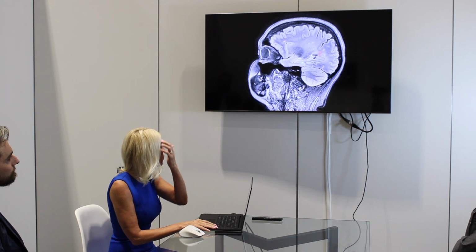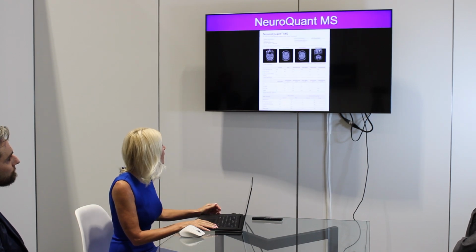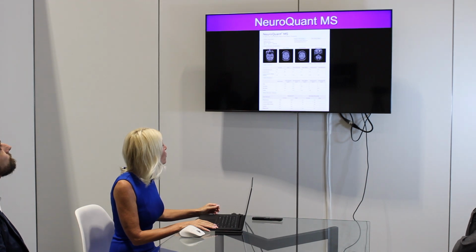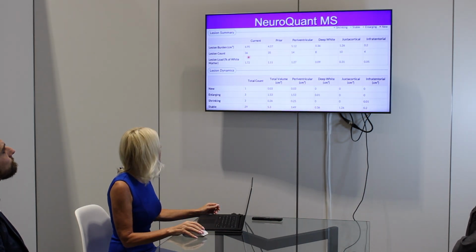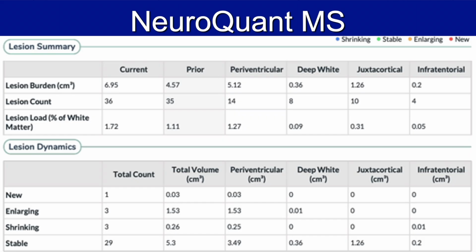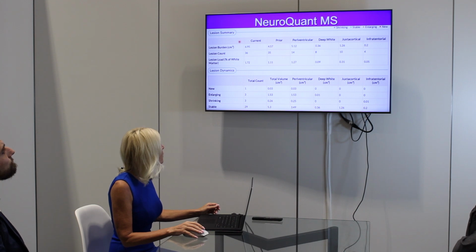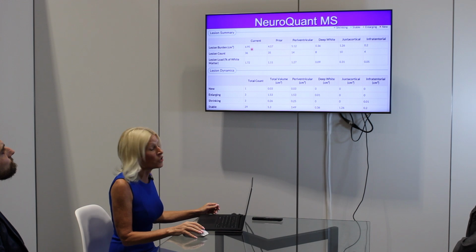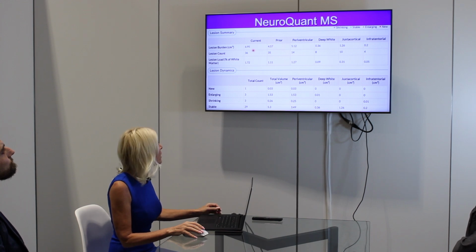This is just the individual plaque color coding here. This is the NeuroQuant MS report here. I'm going to magnify this so you can see it a little easier, but it gives the current lesion burden here in centimeters cubed versus the prior. This is what our referring neurologists really want to know. If they see a big jump here, they're going to switch the disease-modifying therapy. So this is, again, why they find it so important.